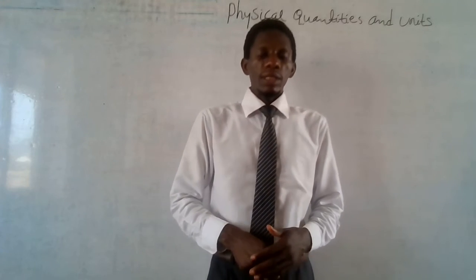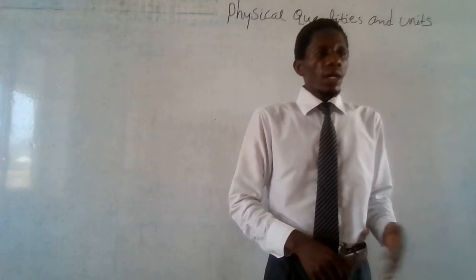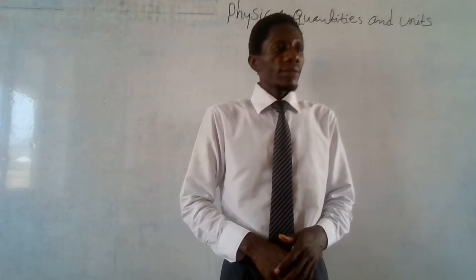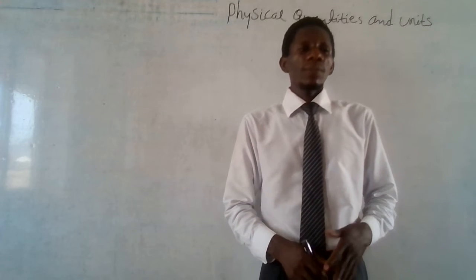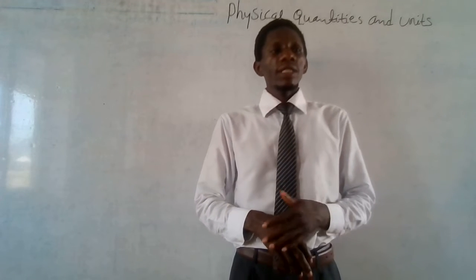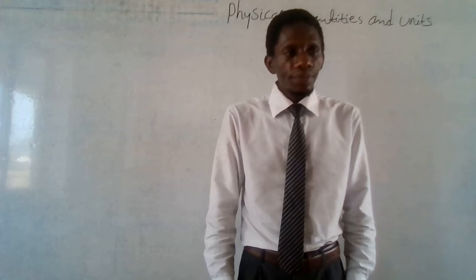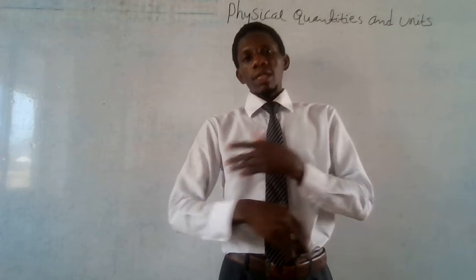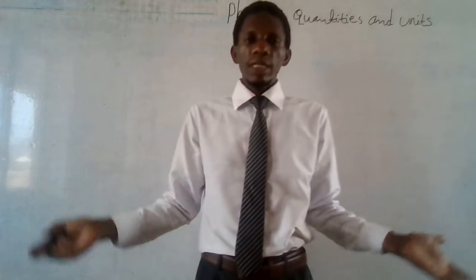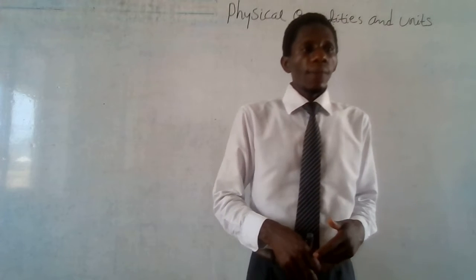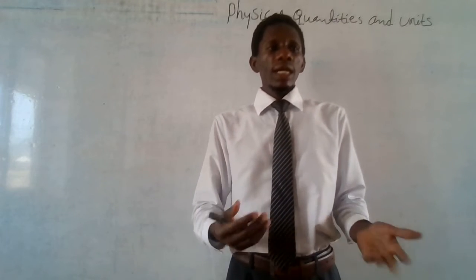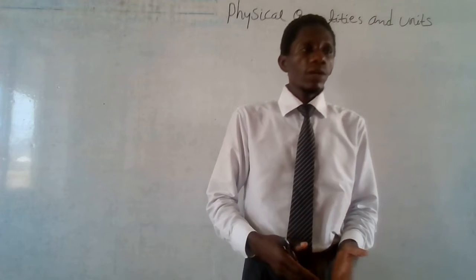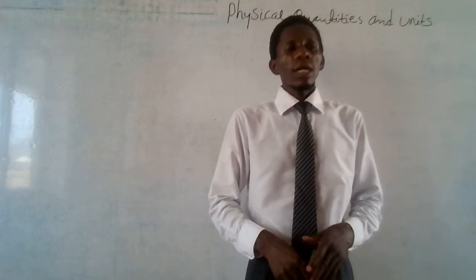Now, a physical quantity is a property of a material or a system that can be quantified by measurement. So basically, when we are talking about physical quantities and units, we are referring to measurement, which is very important. A physical quantity can be expressed as a value, which is the algebraic multiplication of a numerical value and a unit.